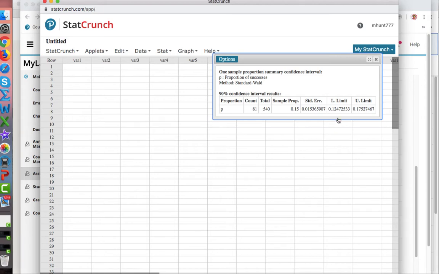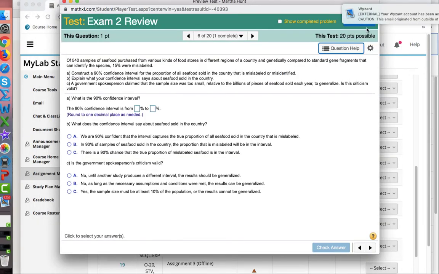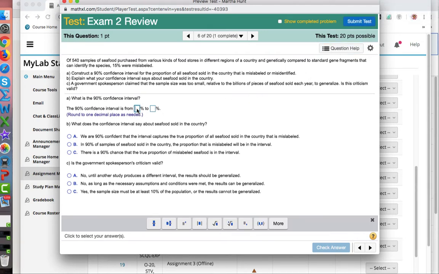So this lower limit would be 12.5%, jotting that down. And the upper limit is going to be 17.5%. And I'm jotting that down. I'm going to close this out and go back to my problem. So the lower bound is 12.5%, and the upper bound is 17.5%.